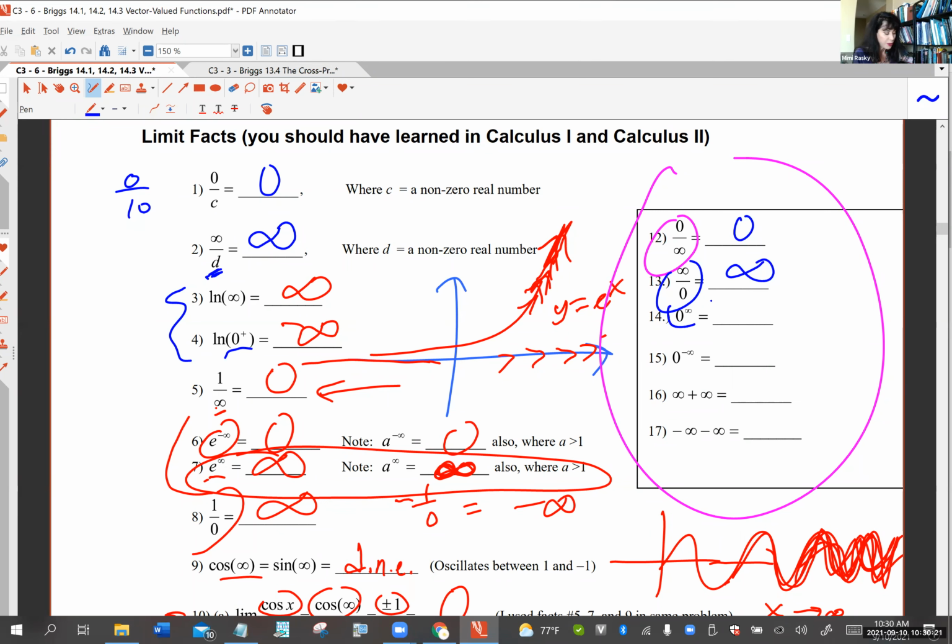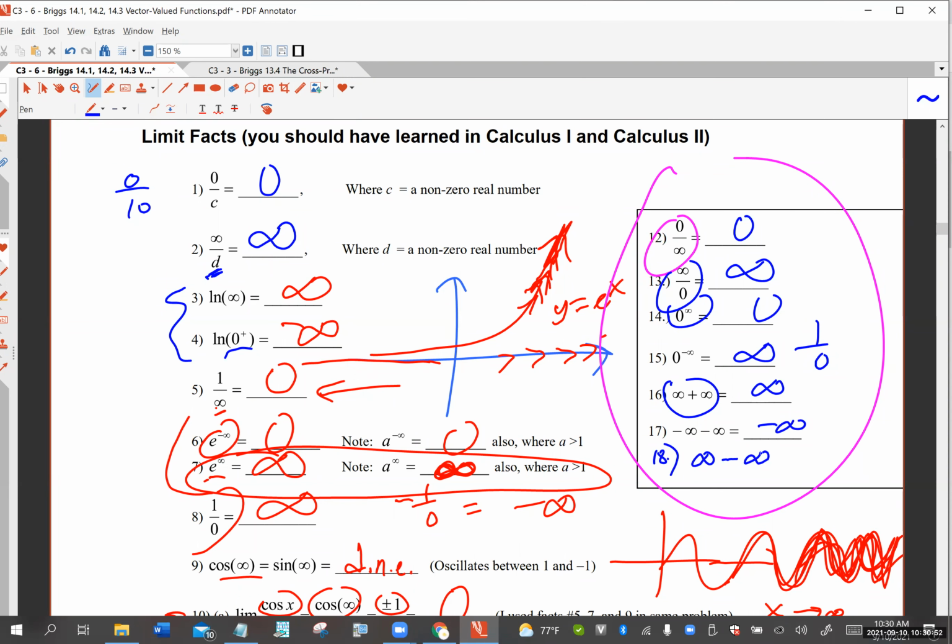0 to the infinity power: 0. 0 to the negative infinity: infinity, because that's basically 1 over 0. Infinity plus infinity: infinity. Negative infinity minus infinity: negative infinity. Now, I'll put a number 18 down, even though it's not in your course reader. What about infinity minus infinity? Does anybody remember what that might be?